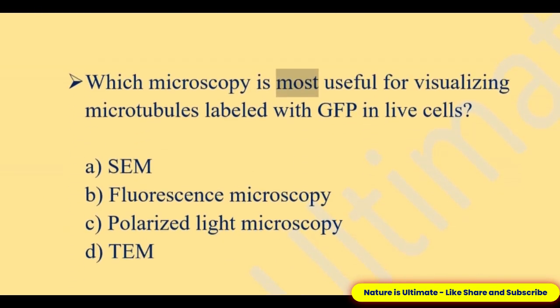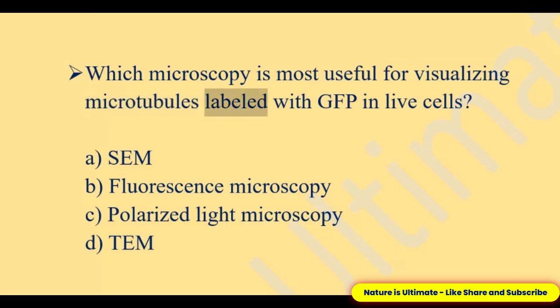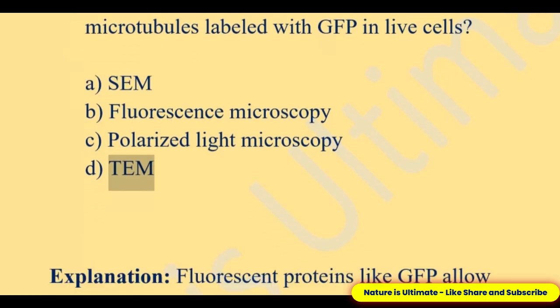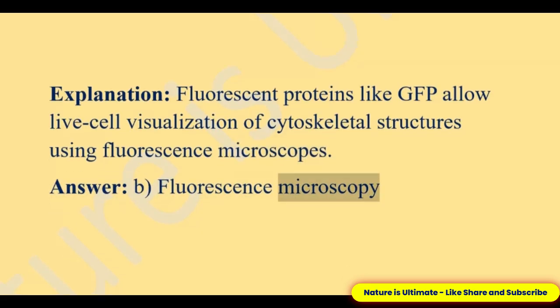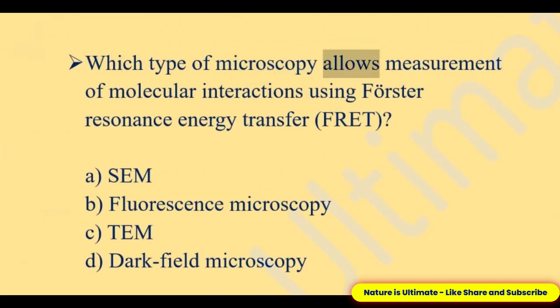Which microscopy is most useful for visualizing microtubules labeled with GFP in live cells? A. SEM. B. Fluorescence microscopy. C. Polarized light microscopy. D. TEM. Explanation: fluorescent proteins like GFP allow live cell visualization of cytoskeletal structures using fluorescence microscopes. Answer: B. Fluorescence microscopy.